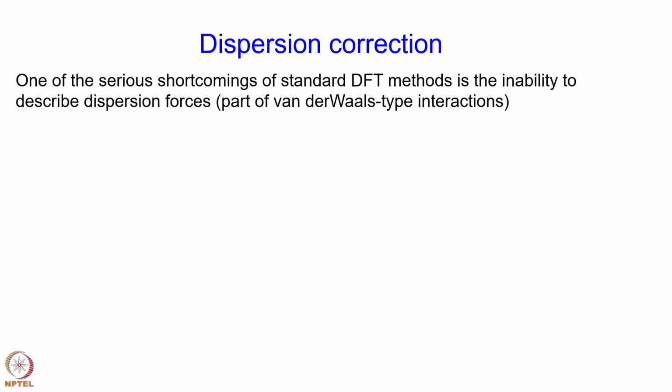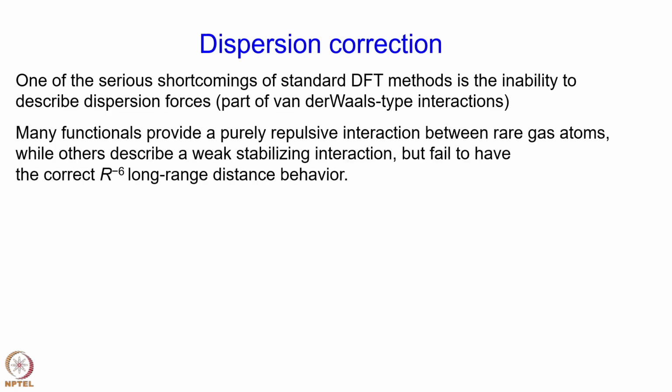So, one of the serious shortcomings of standard DFTs is the inability to describe the dispersion forces, which are often important in weak interactions. Many functionals provide a purely repulsive interaction between rare gas atoms or very weakly bonded dimers, and these weak interactions are very important, because remember, in DNA the double helix is stable due to this weak interaction. Protein folding depends upon weak interactions. So, some DFT functionals give no binding at all, a repulsive interaction, while others describe a weak stabilizing interaction, but fail to have the correct long range behavior. So, this is actually a problem of DFT.